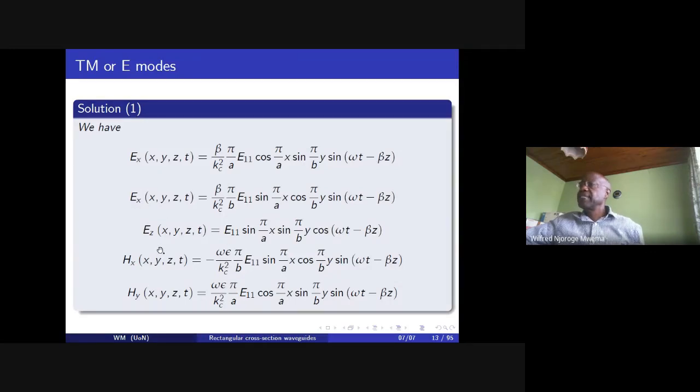And then we have the EY, which is a typographical error there. And Ez is what we have already solved with the values of E11, and given by that value there. And Hx is given by that, and Hy is given by that. So all you need to do is take what we have already solved and multiply it by the propagation factor, which is the exponent of j beta z, and take the real part.